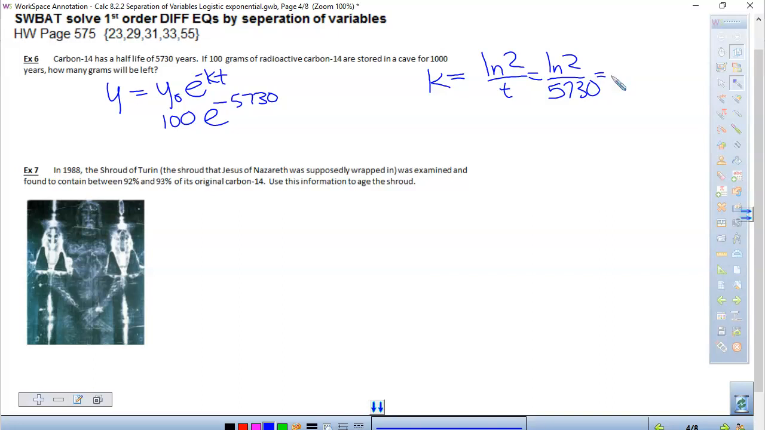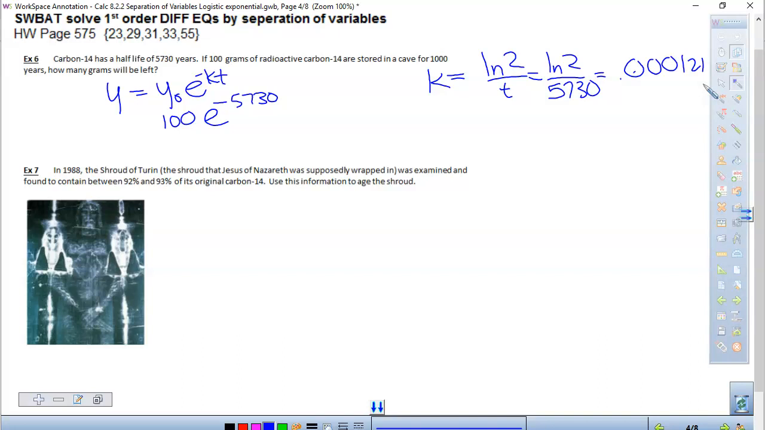I got 1.21 times 10 to the negative 4. So 0.000121. That's k.